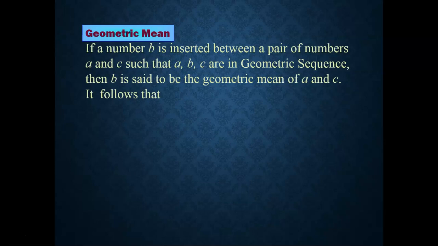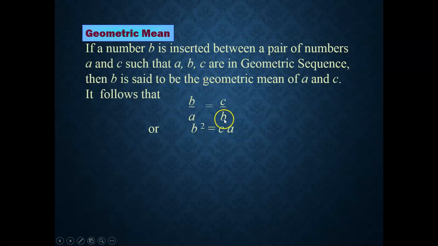Okay, just like your arithmetic mean, but earlier for the arithmetic mean we used a and b, and your arithmetic mean is m. Now it's a geometric sequence. We're going to use a and c, and your geometric mean is b. So it follows that b over a is equal to c over b. Of course, this is the common ratio. Or b squared is equal to c multiplied by a.